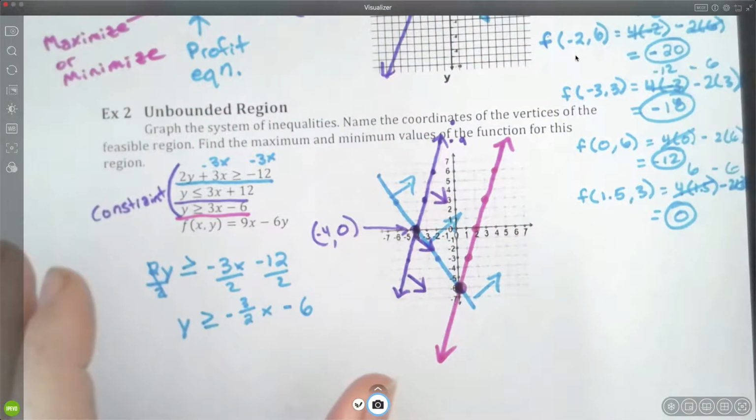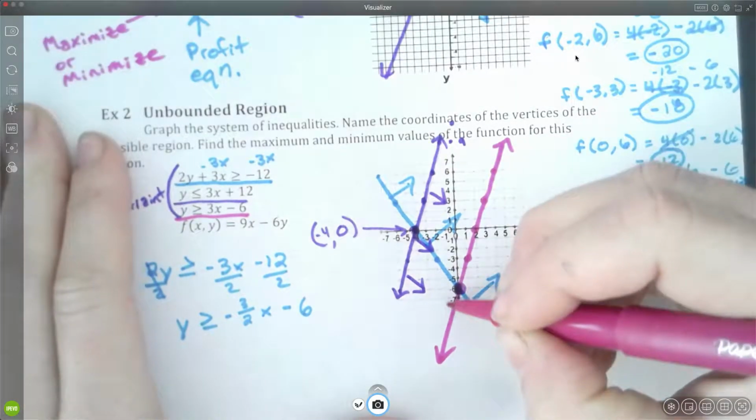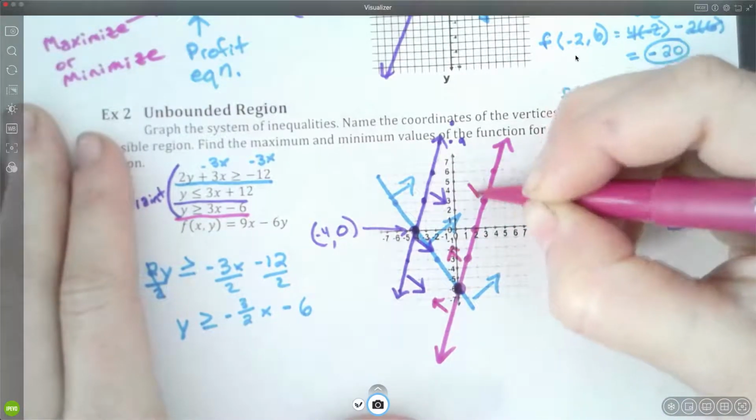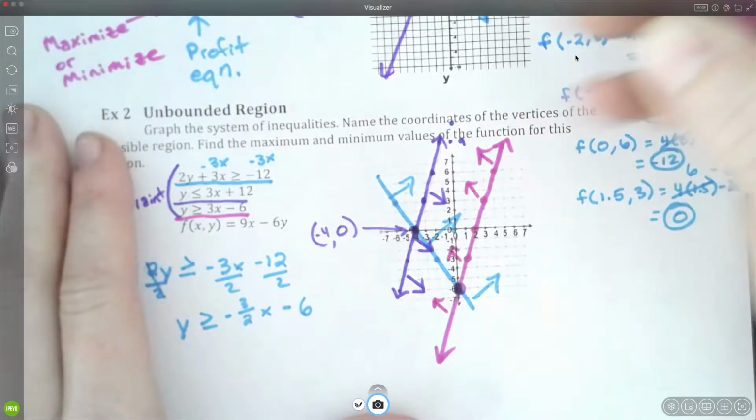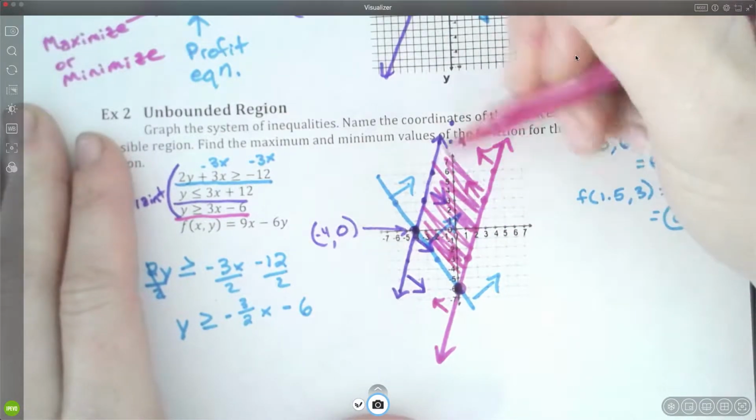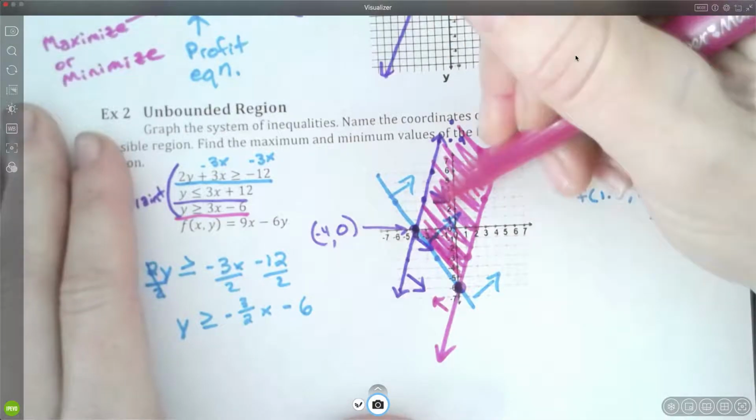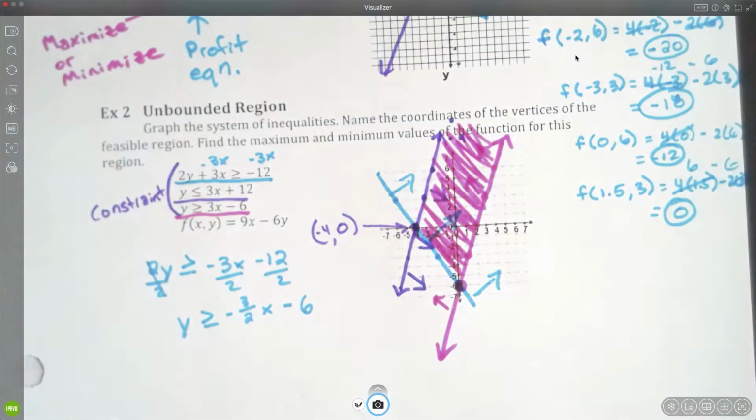And if the pink line, maybe it's a different color for you, I shouldn't say my colors, the third line is greater than, so we shade above or to the left. So this region is the region that is quadruply or triply shaded, and it will continue going up and up and up. So it will be a region that doesn't have a boundary at the top.